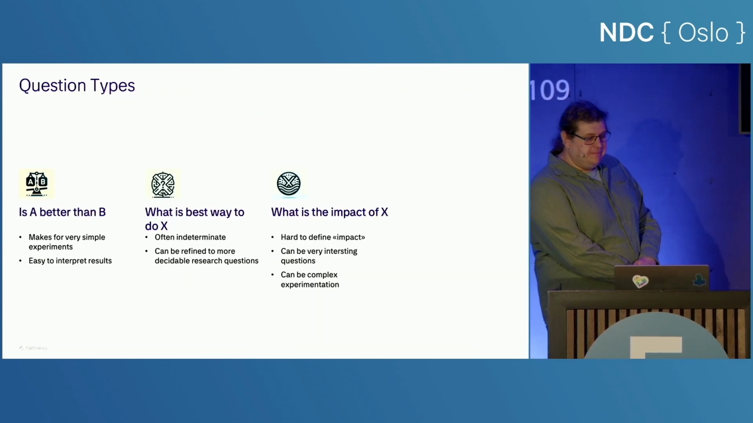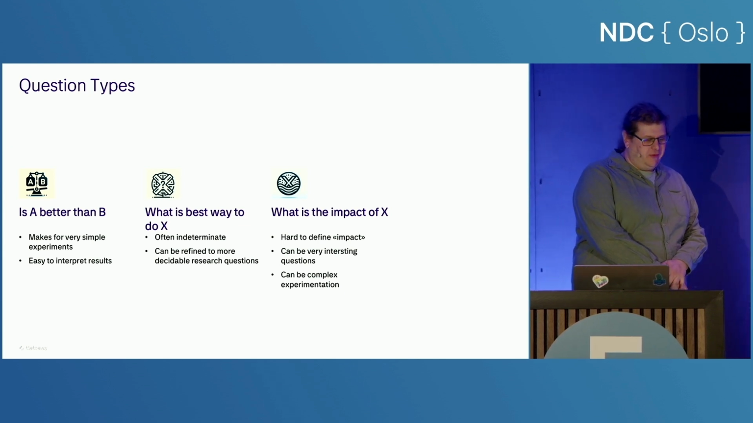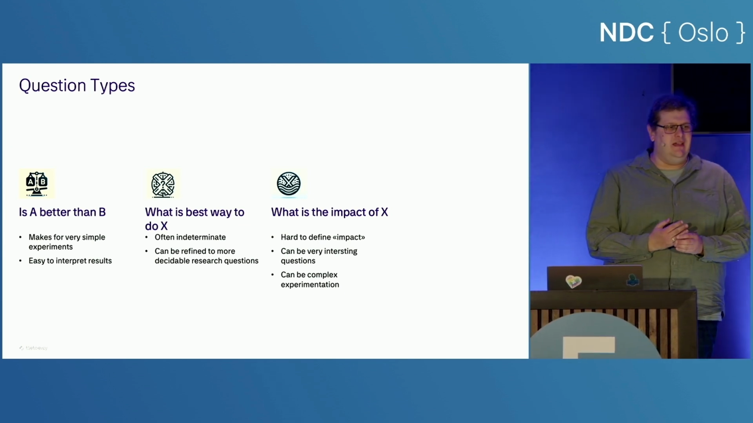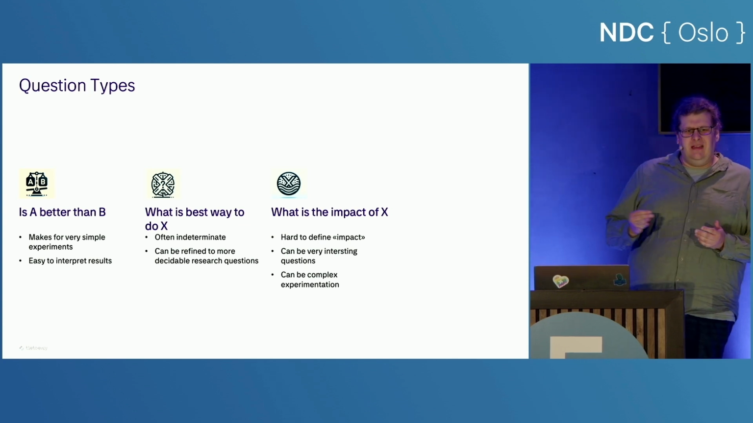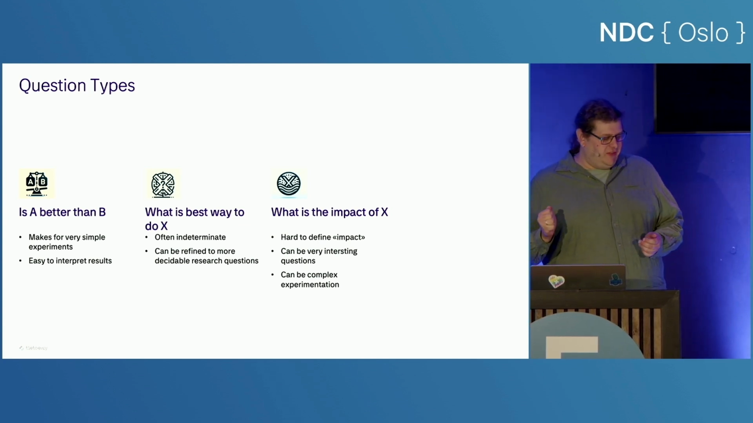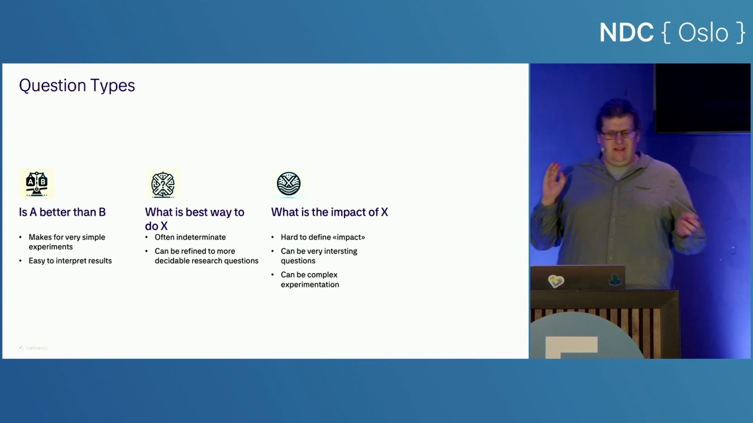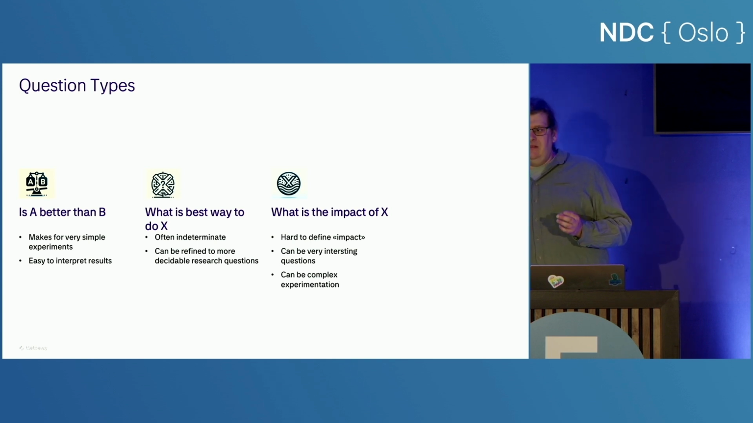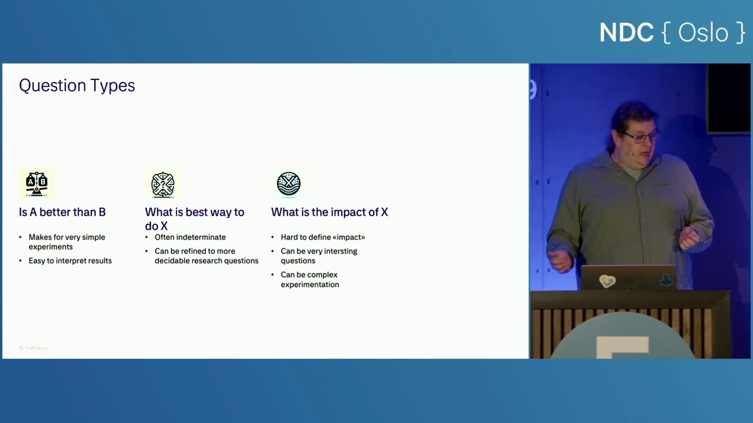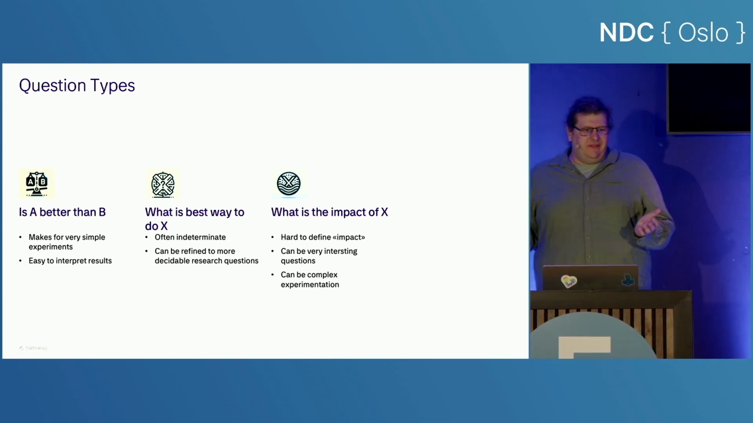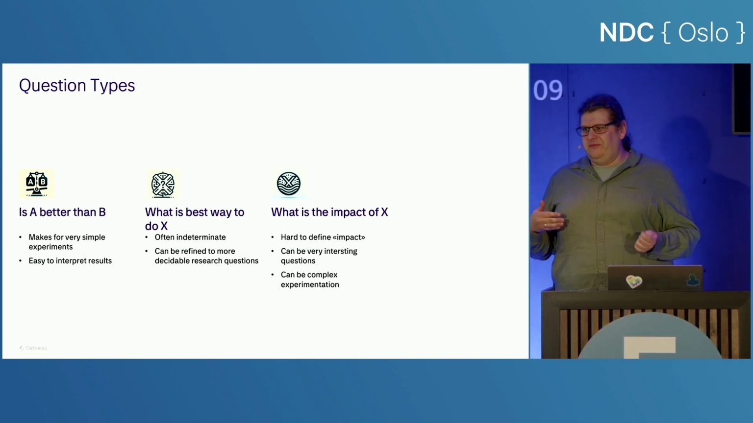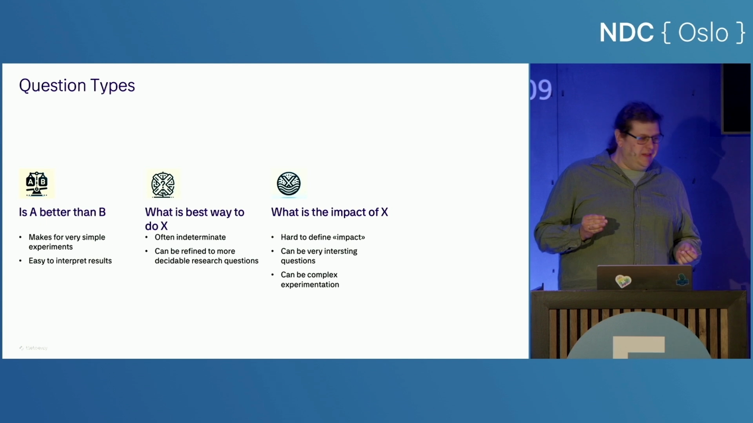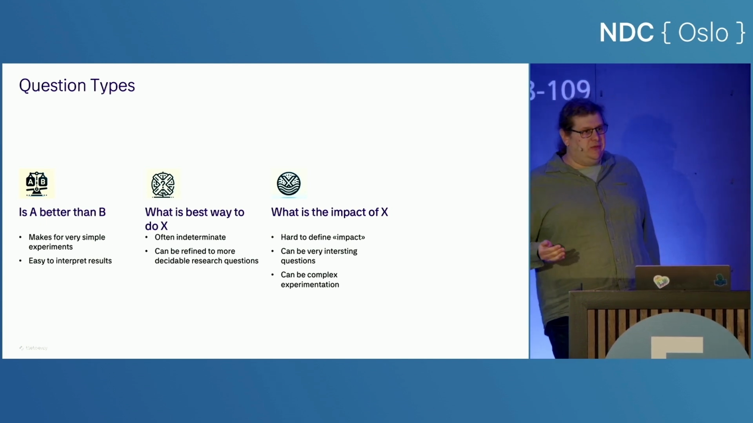Speaking of questions, there are a few types of questions we can ask and do experiments on. The type the experiment designs have been answering thus far is of the type: is A better than B, better than C, better than E? And this makes for very simple experiments. So these are good questions to sort of hack out an experiment on. Easy to interpret results, usually.